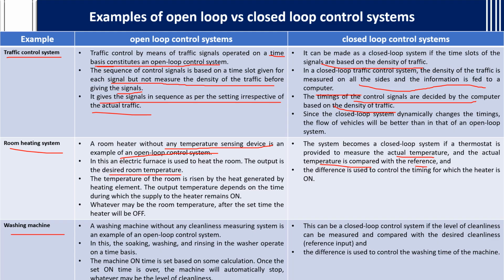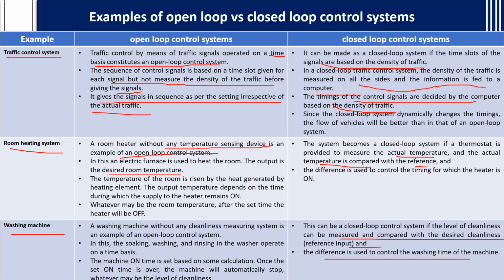But in an open loop control system, it is not going to check the cleanliness level of the clothes. It just soaks, washes, rinses. That's it. Based on the time basis, it is going to do all the steps and give the clothes out. Whether it may be good, neatly cleaned or not, cleanliness level is not checked. Whereas a closed loop control system can be one if the level of cleanliness can be measured and compared with the desired cleanliness reference input, and that difference is used to control the washing time of the machine.